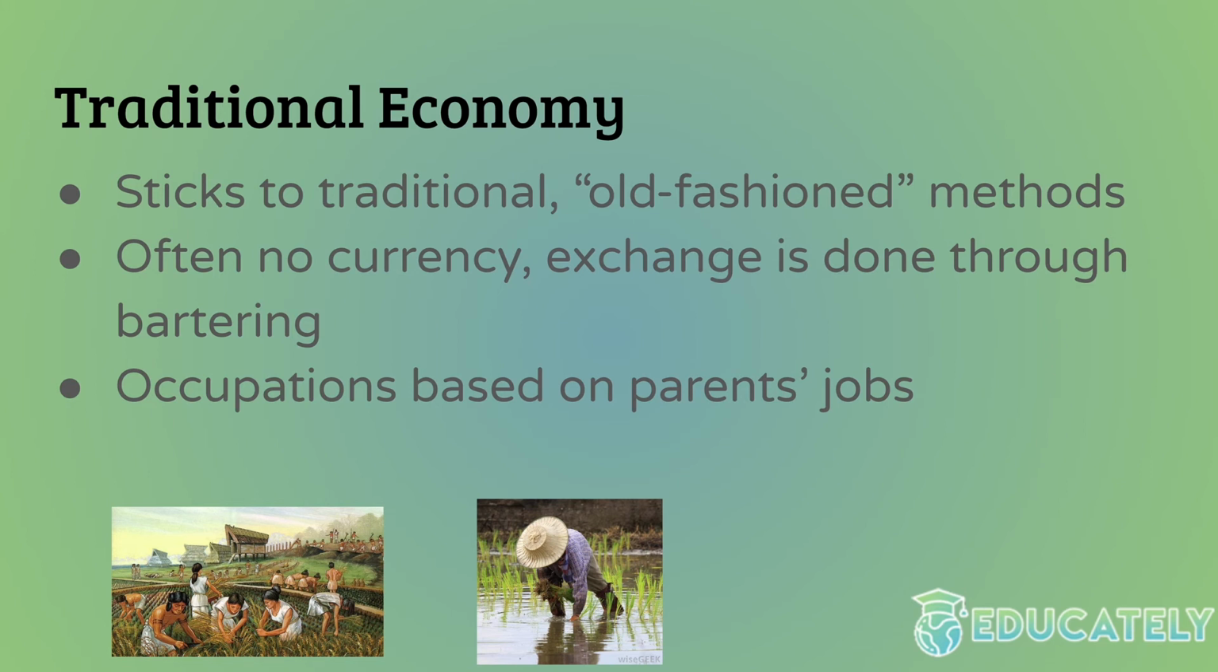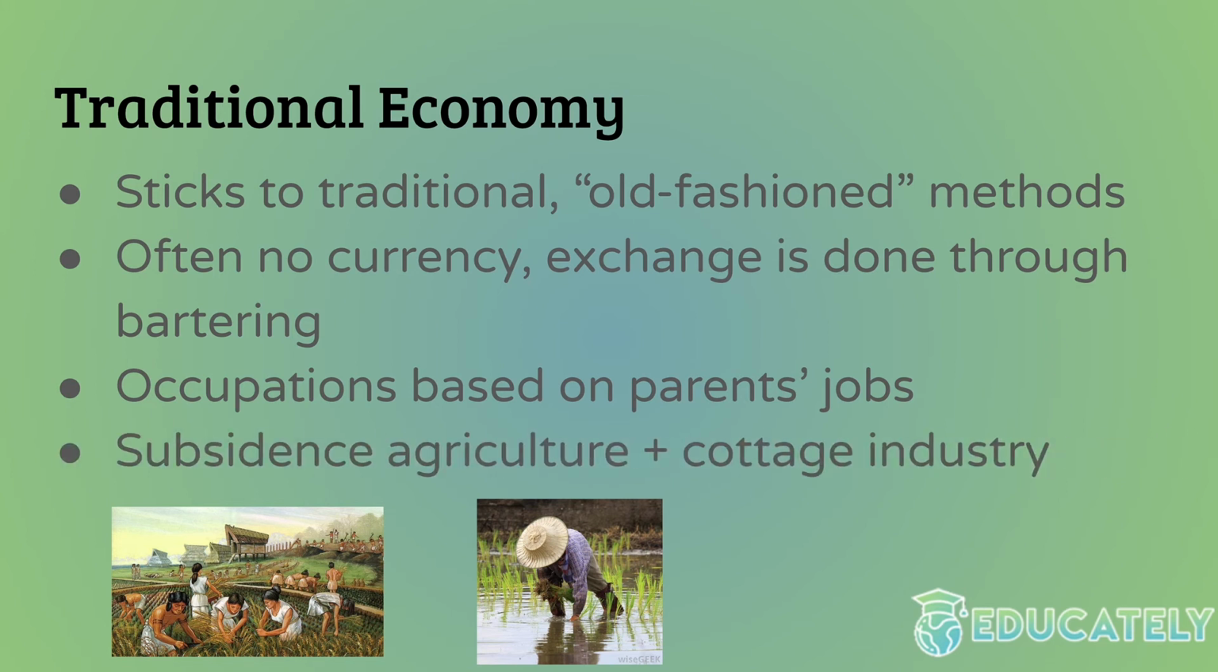A lot of places that have traditional economies use subsistence agriculture to survive. So basically, they're farmers and they produce just enough to live and survive on their own. They don't really buy goods from other people. You also have cottage industries, which are basically where they produce their own cloths, and they can get some resources by trading those for food.